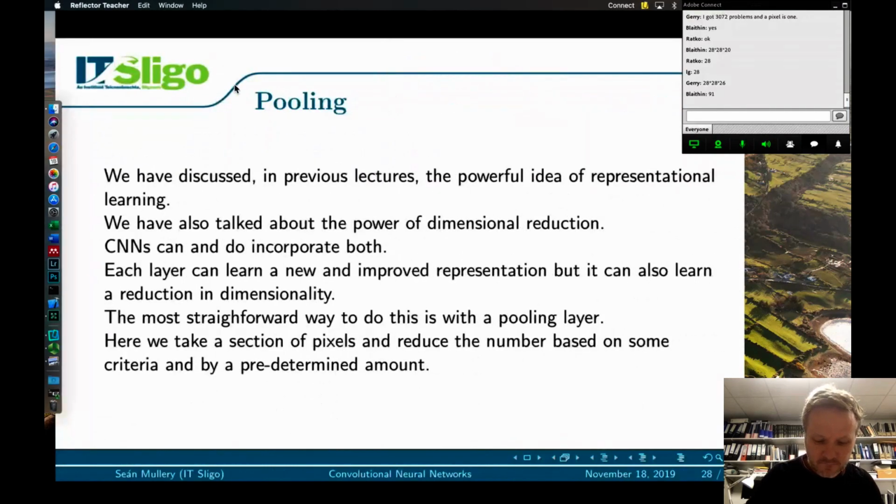So there's a trend towards stacking 3x3 filters in several layers, and it's generally more popular than using larger filter sizes. Now, this thing, pooling. One of the things we've discussed in previous lectures is the powerful idea of representational learning. So at each layer, we learn something more. I see here we've also talked about the power of dimensionality reduction, but I actually don't think we have talked about it much. I had originally planned to give you a lecture on principal component analysis, and I dropped that when I saw how many hours we had and what I deemed most important.